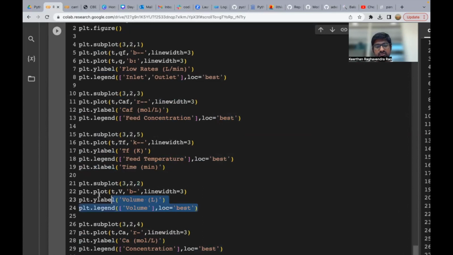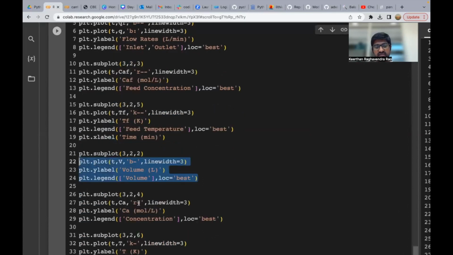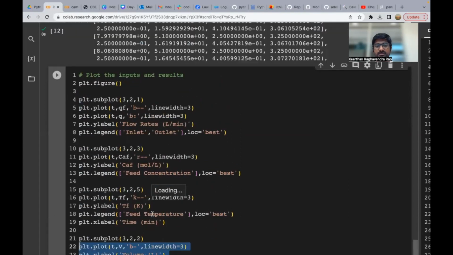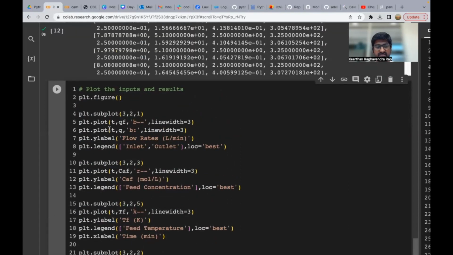So the second figure will be something like this. 4 will be something like this. So if you have 3 rows and 2 columns, you will have 6 figures. So we have 6 subplots here. So the first plot is basically we're making 2 plots here.